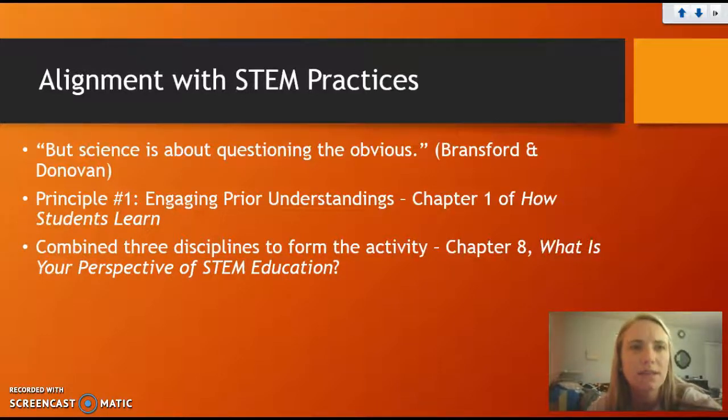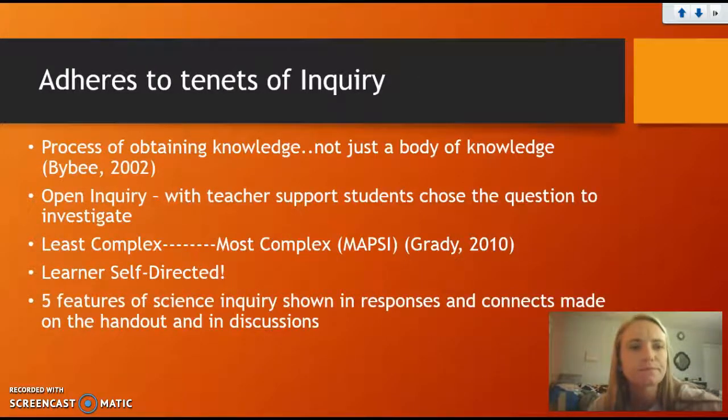My activity most resembles Figure 8.7 of What is your perspective on STEM education, as it combines science, math, and technology, but unfortunately does not incorporate engineering. It adheres to the tenets of inquiry by allowing the students to investigate the information for themselves. I could have easily explained to the students that making the room darker would have no effect on the speed of their boats, but allowing them this opportunity to investigate themselves gives them ownership and cognitive skills past the pure facts.